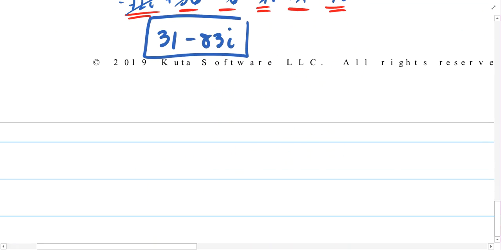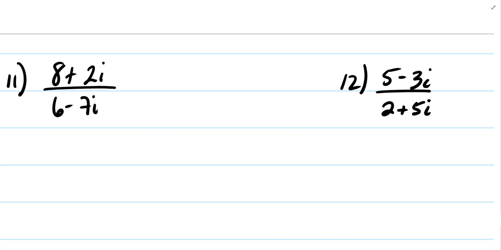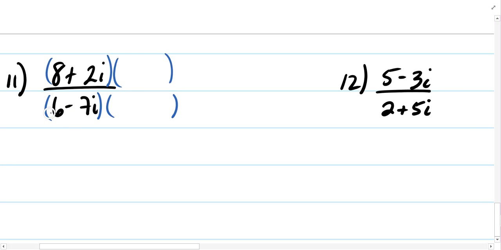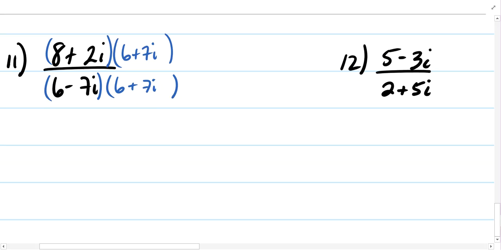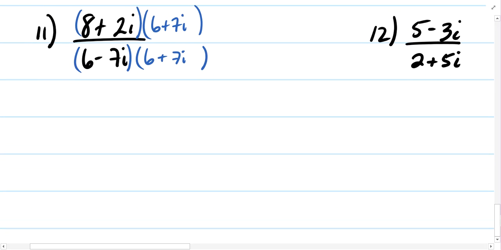Now this worksheet generator did not put any division problems into the set, so I'd like to add 2 now. Now I'll work through number 11 and I'll ask that you complete number 12 on your own. Well, here again from the video on Friday of last week, we need to multiply both the numerator and the denominator by the complex conjugate. Instead of multiplying by 6 minus 7i, we'll multiply by 6 plus 7i in both the numerator and the denominator of the fraction. It's this trick that's going to eliminate the complex number in the denominator of this fraction.